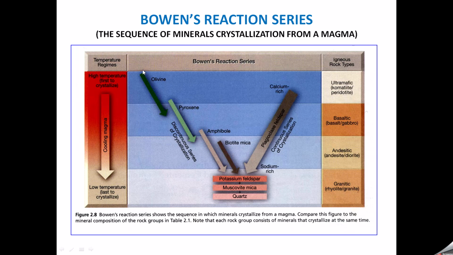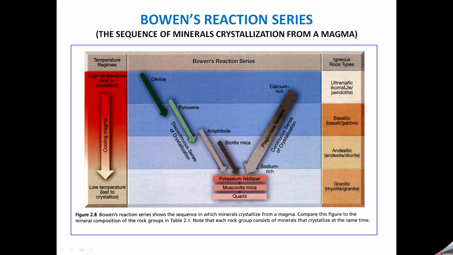And as you go down, these are all dark ferromagnesian silicates, which have iron, magnesium, and silicate. As you go down, it becomes non-ferromagnesian silicate: potassium feldspar, muscovite mica, and quartz. So if we look at the chemical composition, those are the last minerals to form.